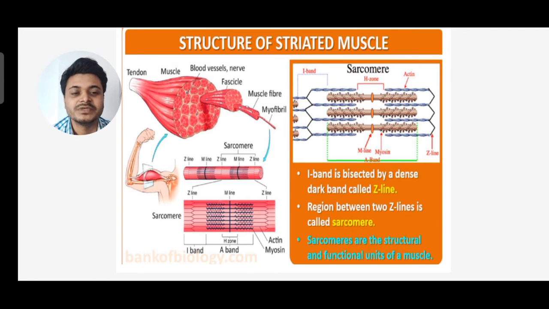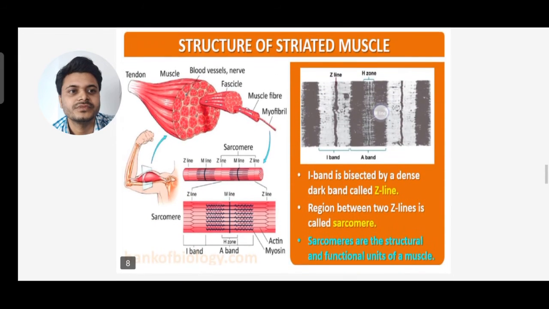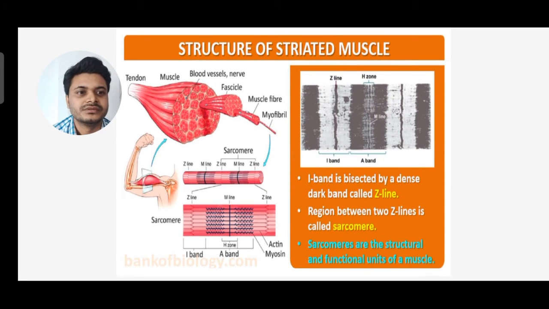This diagram is very important. You can see the I band, A band, H zone, M line, Z line, actin, myosin. This structure is very important. It comes in examination. On the right hand side, on top, you can see the I band, A band, M line.